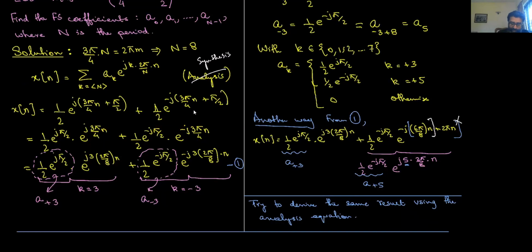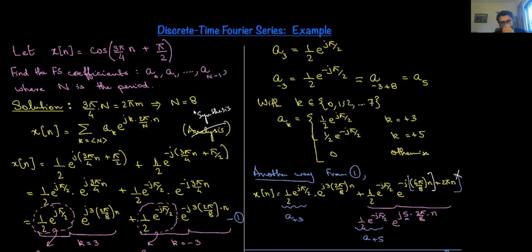After the Euler's expansion, this is j 3 pi by 4, this is 3 times 2 pi by 8, this is minus 3 times 2 pi by 8. So a plus 3 is this thing here, a minus 3 is this thing here, and those are the Fourier series coefficients. Okay? But because of periodicity, a minus 3 is exactly the same as a5. Okay? Because the period is 8, right? So your final result is this. Okay?